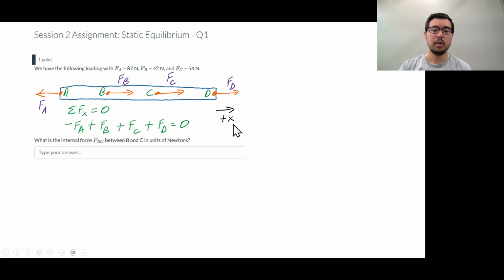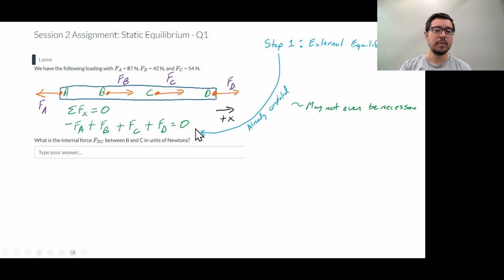So to get started, we can already see that external equilibrium has been completed for us. And we might also realize that it may not even be necessary to perform this external equilibrium because we don't necessarily need to solve this problem by knowing what force Fd is. Notice that we've been given Fa, Fb, and Fc, so external equilibrium would help us figure out what Fd is.